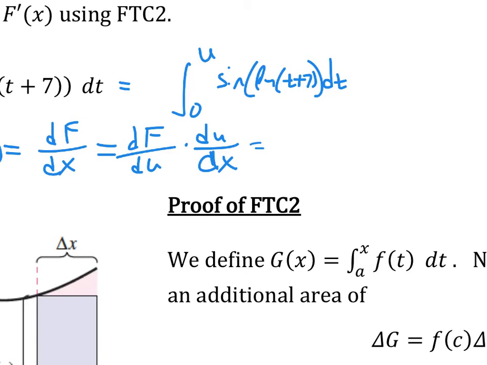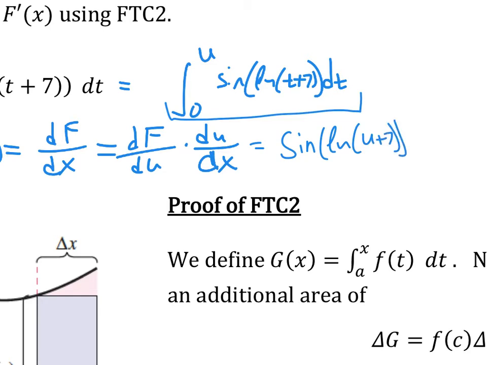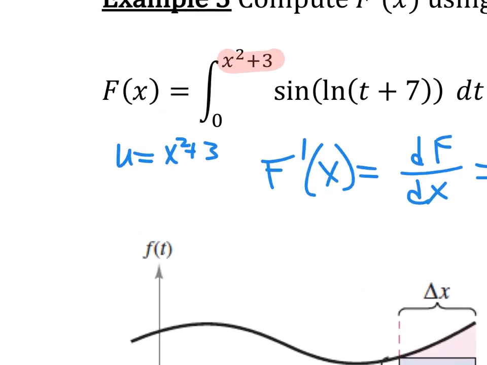Well, here we have the function f defined not in terms of x, but in terms of u now. And so the derivative of that is going to just be, according to FTC2, sine of the natural log of u plus 7. That's that, using FTC2 now. And we've got to multiply by du dx. Well, what is du dx? Let's come over here, and we can find that fairly easily. Du dx is the derivative of this with respect to x. It's just 2x.